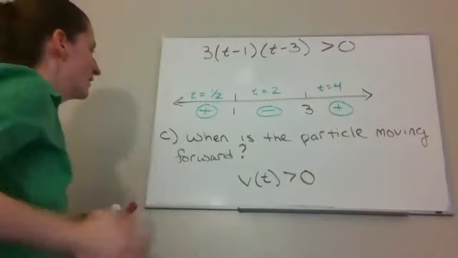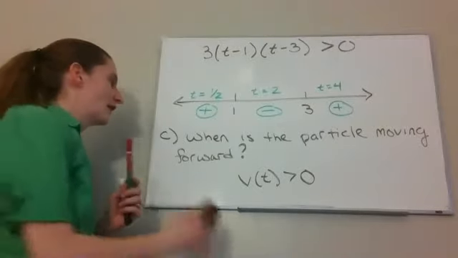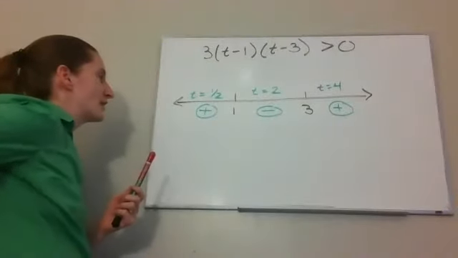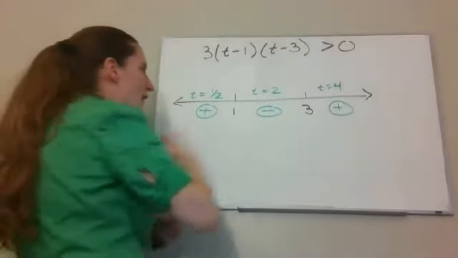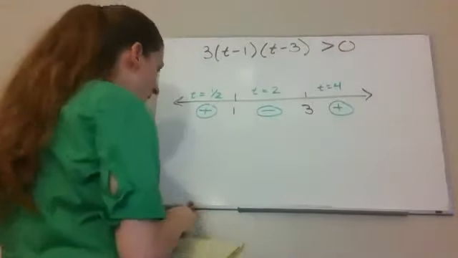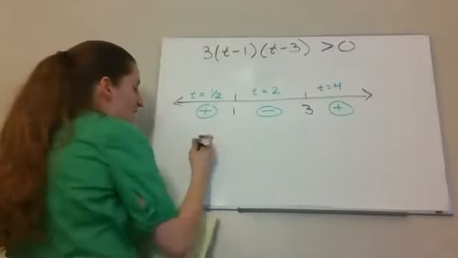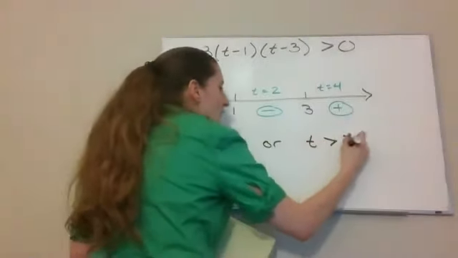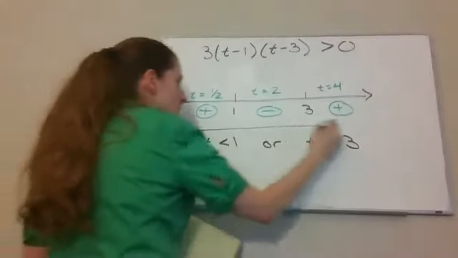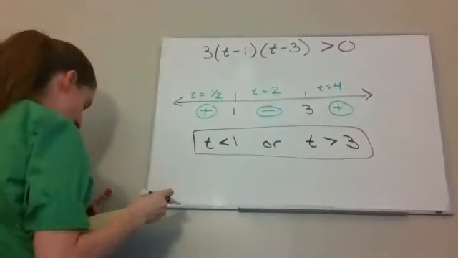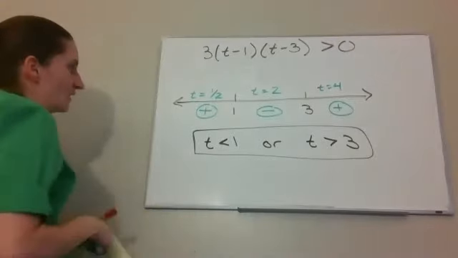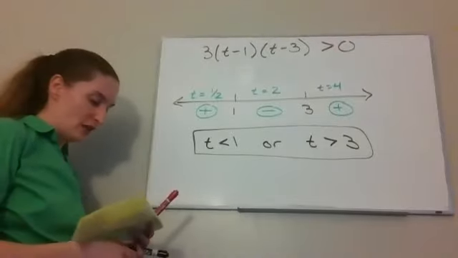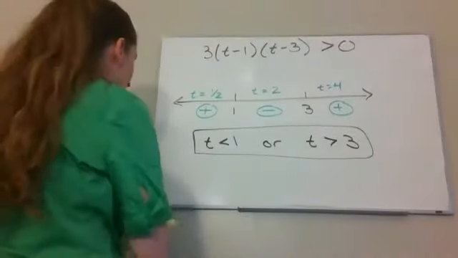So I know that my velocity is positive and therefore my particle is moving forward as long as my time is less than 1 or greater than 3 seconds. So we'll say it's moving forward when t is less than 1 or t is greater than 3. Now part D is going to get a little complicated. We want to find the total distance traveled in the first 5 seconds.